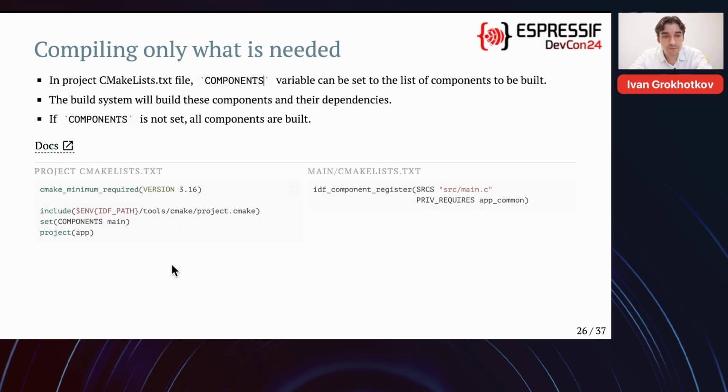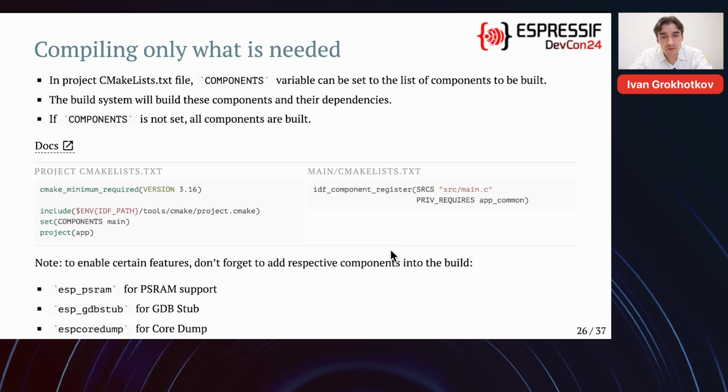I left a link here. Here's what it's going to look like in practice. In our project, we will add set components main before calling the project function, and then in the CMake list file, in this case the main CMake list file, we also specify the requirement on app common. Now, if we build the project after this, then the build will take much less time, and also fewer components will be built.